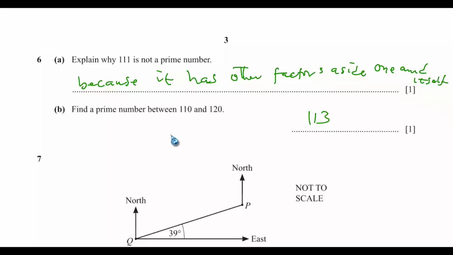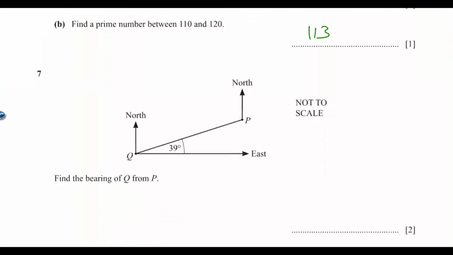119 is not a prime number because it is divisible by 7 and 17 respectively. So you need to check very well before you pick the number. Okay, so let's go to the next question. That will be question 7.